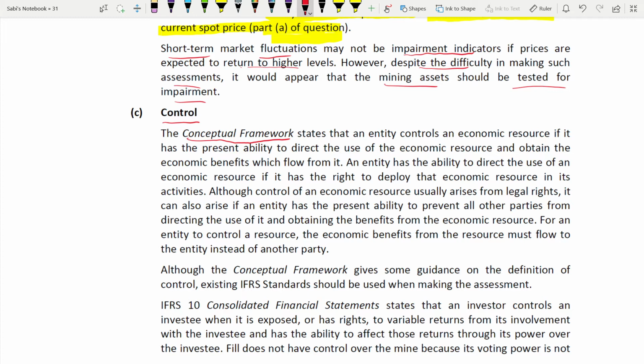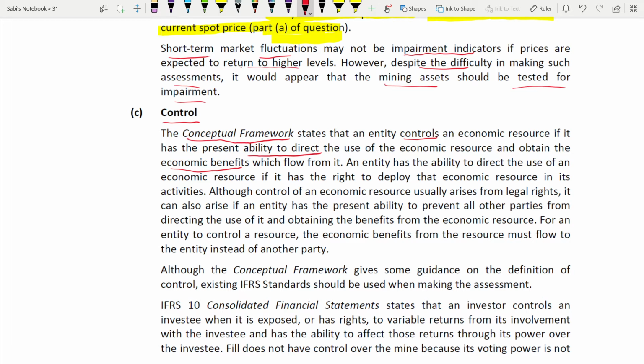So you have to talk about what control is. What does the conceptual framework say about control? The conceptual framework states that an entity controls an economic resource if it has the present ability to direct the use of the economic resource and obtain the economic benefits which will flow from it. Two things. One is the ability to direct. The other one is economic benefit. They should get the benefit out of it by controlling it, for example, cash flow or anything. The other one is ability to direct.